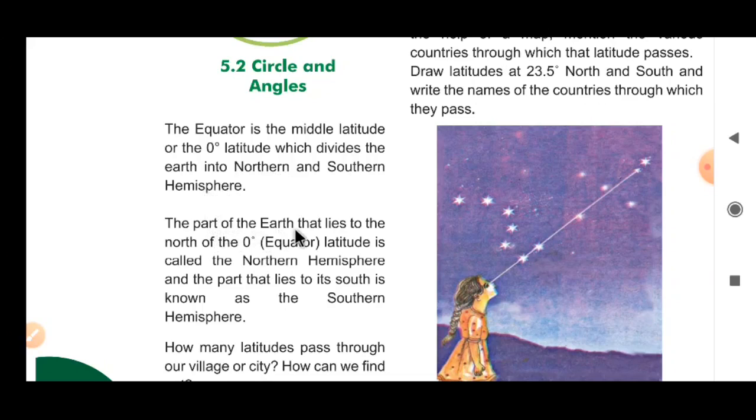The part of the earth that lies to the north of the 0 degree equator latitude is called the northern hemisphere, and the part that lies to its south is known as the southern hemisphere. So the upper part is north and it is known as the northern hemisphere, and the downside part that lies to its south is known as the southern hemisphere.